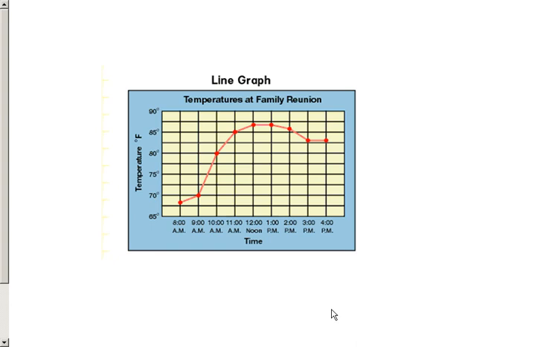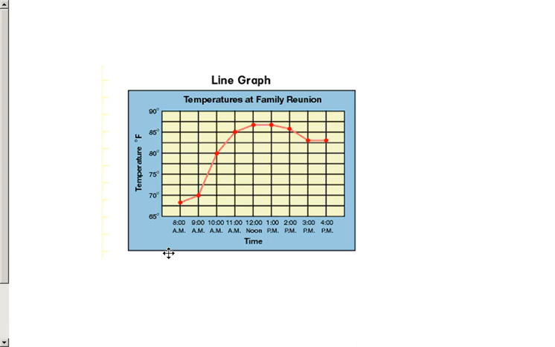You'll see that the graph has a horizontal axis and a vertical axis. And on the horizontal axis, there are labels so that we know what data is represented. So we have a title for our graph, the temperatures at a family reunion. And then on the horizontal axis, we see this is time throughout the day starting at 8 a.m. going to 4 p.m. And on the vertical axis, we see the temperature starting at 65 degrees and going to 90 degrees.